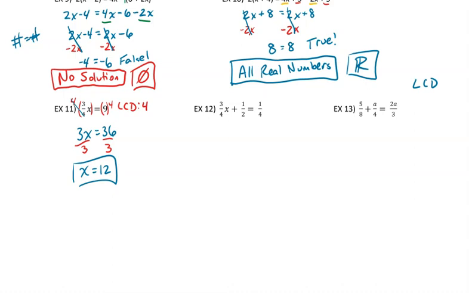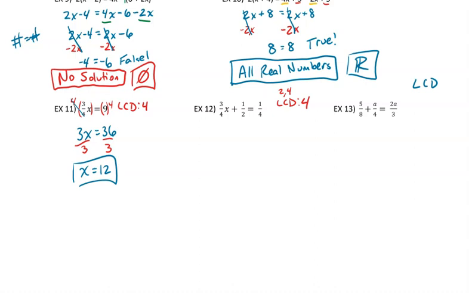Okay, so what if there's more than one fraction? So in example 12, we have 3 different fractions. So we're going to look at the denominators. Those are 4, 2, and 4. So we want the LCD of 2 and 4, because those are the different numbers we see on the denominator. Well, the lowest number that can be divided by both 2 and 4 would be 4. Because 4 can divide by 2, 4 can divide by 4.